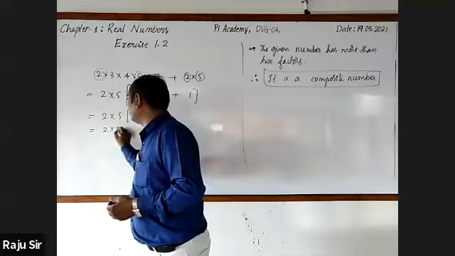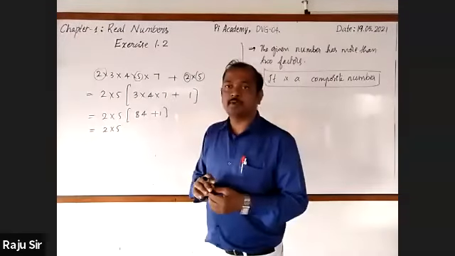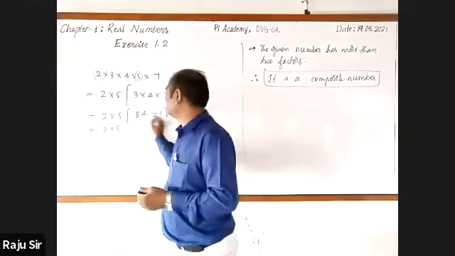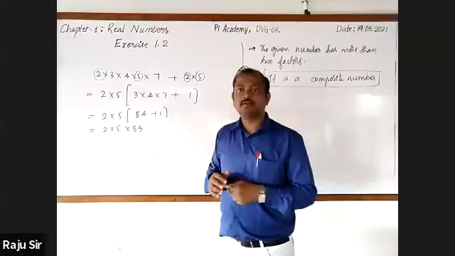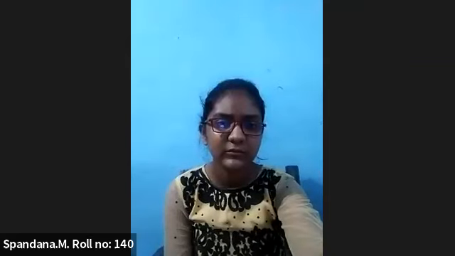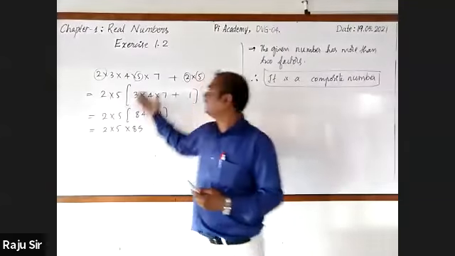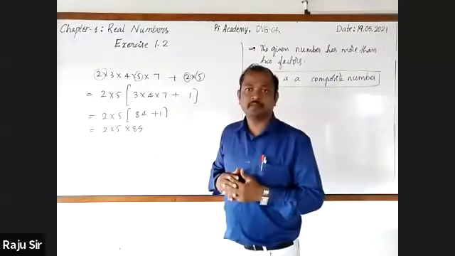So 2 into 5 into 85. I'm not going to find out the product, I'll keep it as it is. 84 plus 1 is 85. Now, is it necessary to write 1 again? No, sir, because we already got 3 factors. Very good. We have already got more than 2 factors. Therefore, it is a composite number.